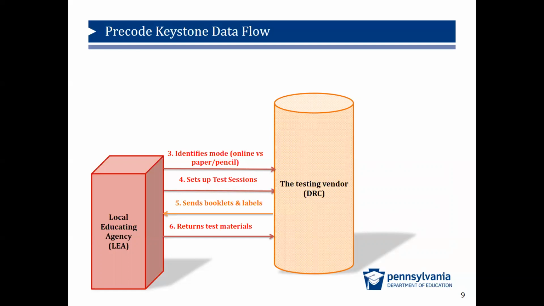In step 5, DRC sends booklets and precode labels based on the information that has been updated by the assessment coordinator in DRC. Next, in step 6, the test is administered and the LEA returns the test materials to DRC.